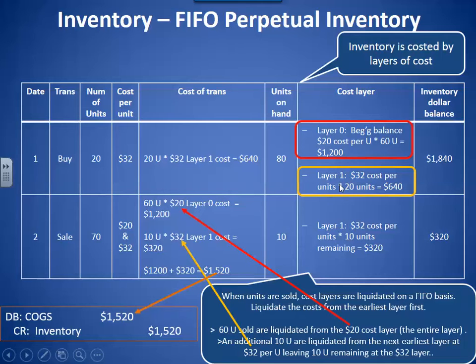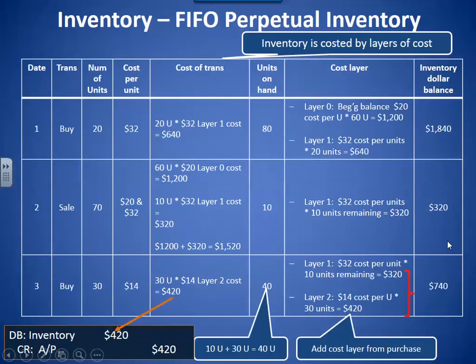Now notice that even though we've liquidated layer 0, we've only partially liquidated layer 1. We still have 10 units left in layer 1, at $32 cost per unit. So it's $32 cost per unit times 10 units. That means there's $320 worth of value remaining in layer 1. So our inventory balance is going to be $320. Let's go on and take a look at date number 3.